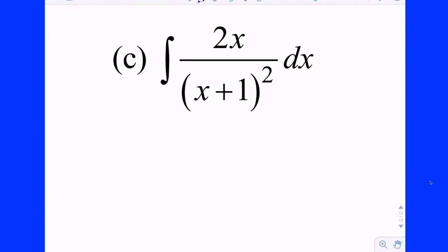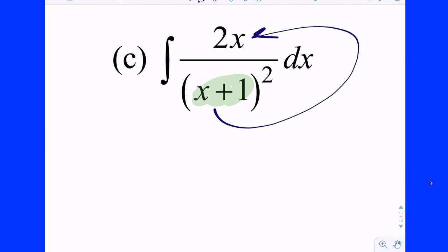This one here, let's look at it. It looks like it might be actually pretty easy. The integral of 2x over x plus 1 squared. What would you call the inside function? X plus 1. That would be essentially u, or the blob. What's its derivative?